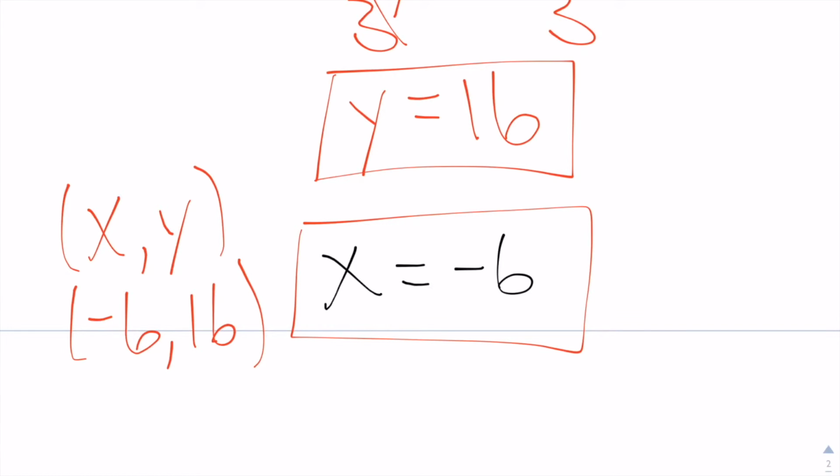I hope you can't hear that cricket. There's a cricket somewhere. I can't find it.